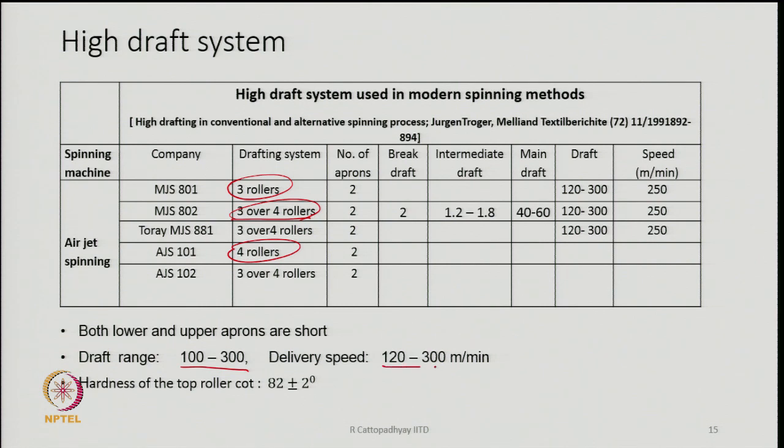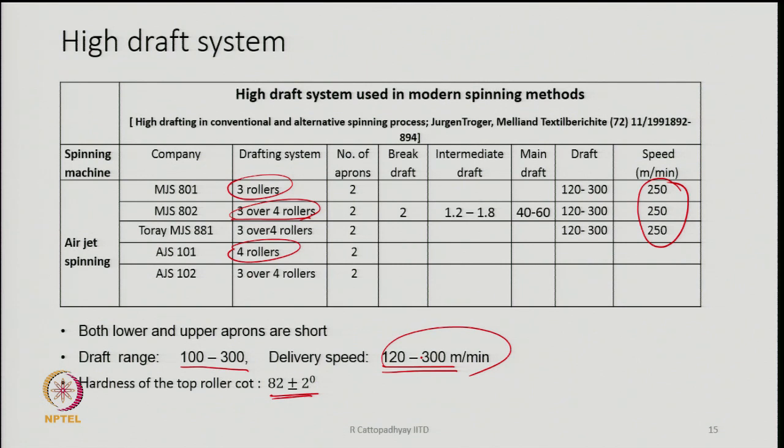The delivery speed could be in this range or maybe more in recent times, because there is always some improvement happening on these machines. So, speeds are increasing. The hardness of the top cots is of the order of 82 plus minus 2 degree shore hardness, and some typical speeds are given here. It is not that the speed is fixed at this level, a speed range is also there. One can vary the speed in this range, even in some cases it can go up to 400 meters per minute.